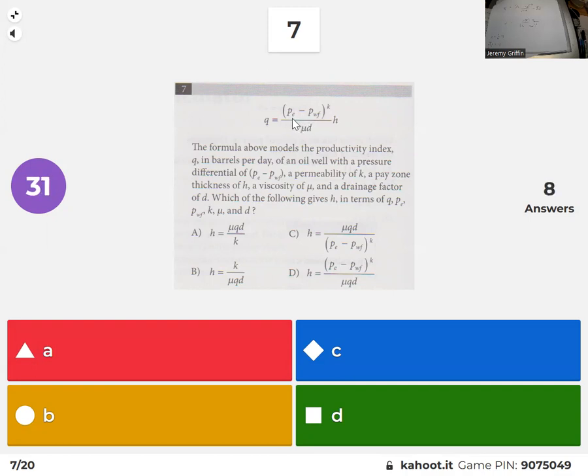Can't quite make out a subscript either. Is that P sub L? P sub E? WF? Okay, something like that. Pressure differential. Basically solve for h in terms of the other variables.